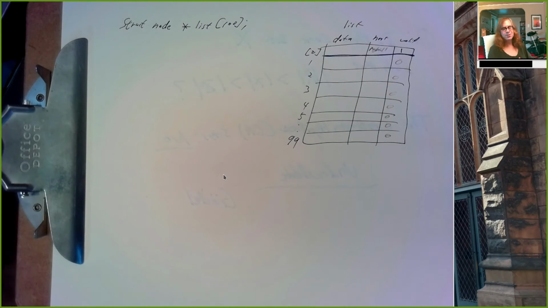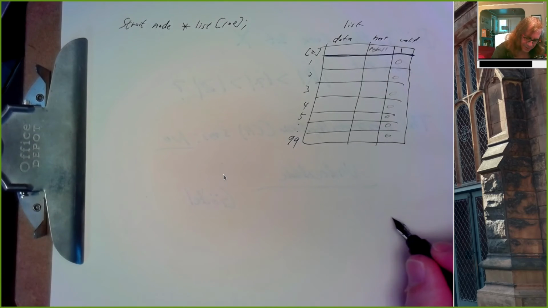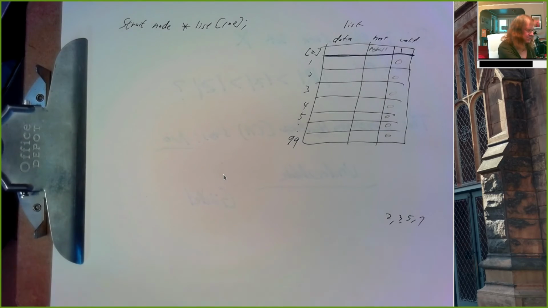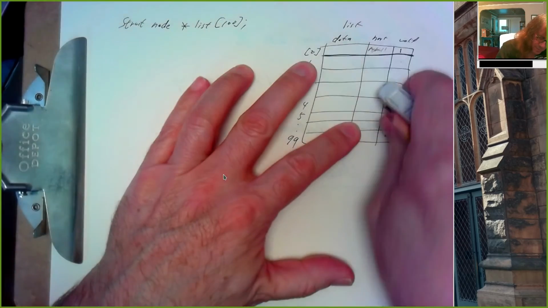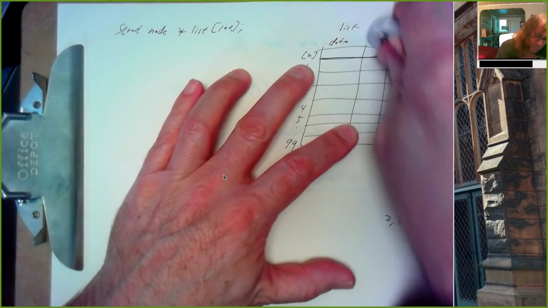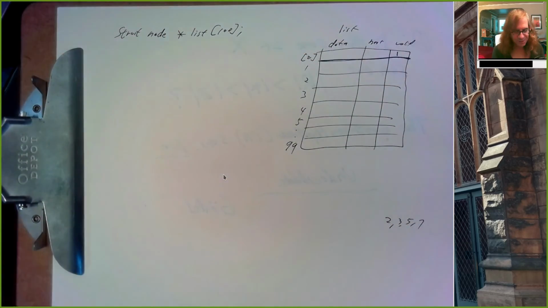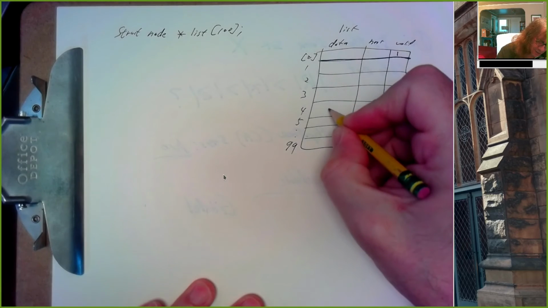And let's suppose there's some data in our list. So let's just imagine our list has 2, 3, 5, 7. Let's put 4 primes into it. So this might be what our list looks like.